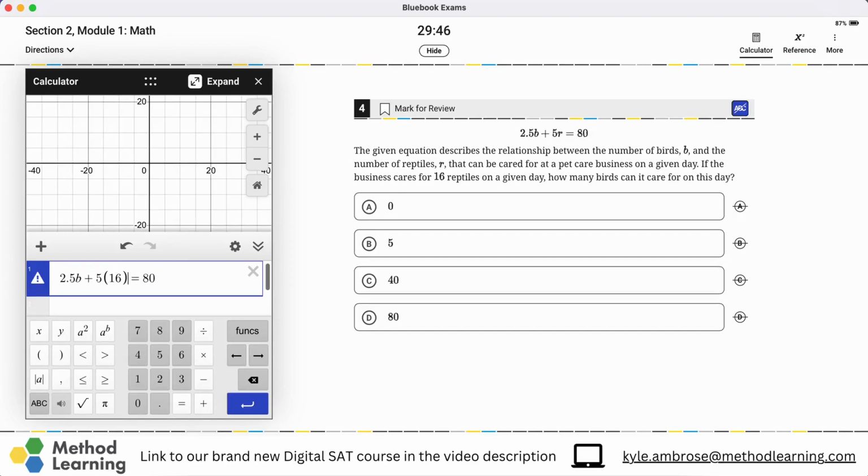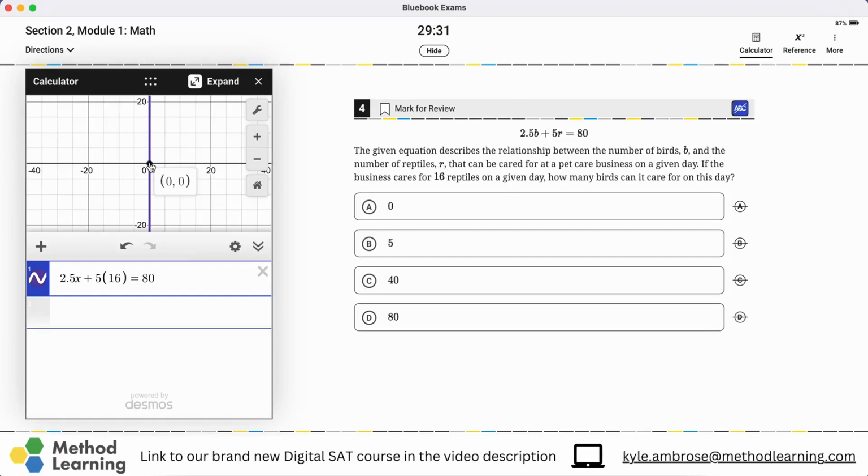Now the only problem is that Desmos isn't going to tell us how many birds, which is B, because it doesn't like variables that aren't x's or y's. So let's erase the b and just replace it with x. Okay? And now you could see it drew a purple line through the x-axis at 0. So the x value, or the b value, is 0. In other words, if this business cares for 16 reptiles, it doesn't have any room to care for birds. Okay? If you solve this equation for b, plugging in 16 for r, b is going to equal 0. Okay, so we get 0.